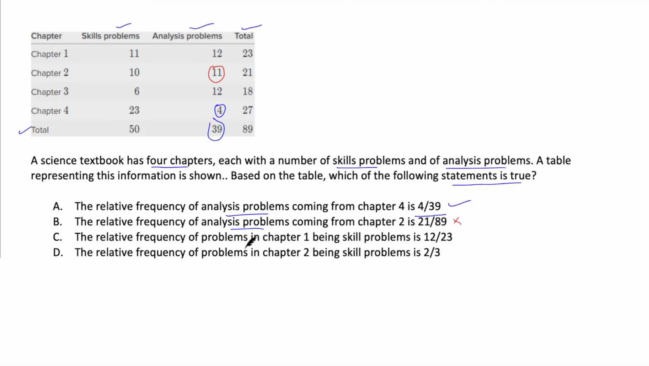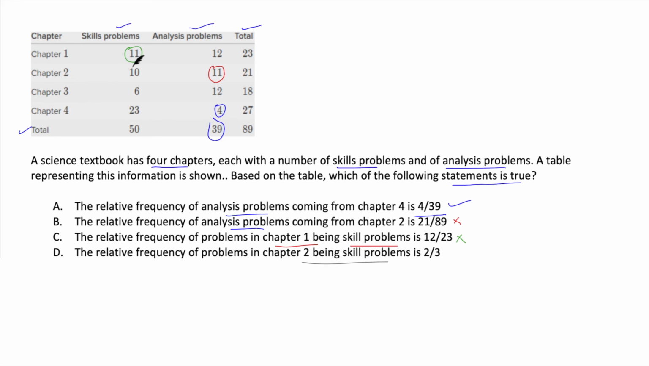Option choice C: the relative frequency of problems in chapter 1 being skills problems. Chapter 1, let's use green color for this. Chapter 1 being skills problems is 11 over 50. That's the number we are looking at. Is it 12 over 23? No, this is completely wrong. The last option choice is the relative frequency of problems in chapter 2 being skills problems.